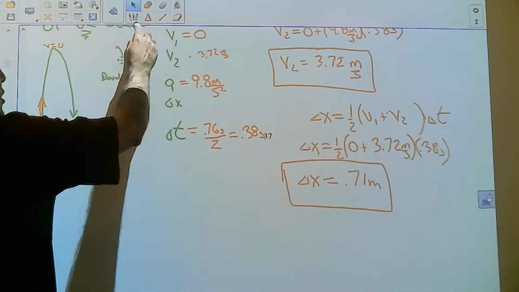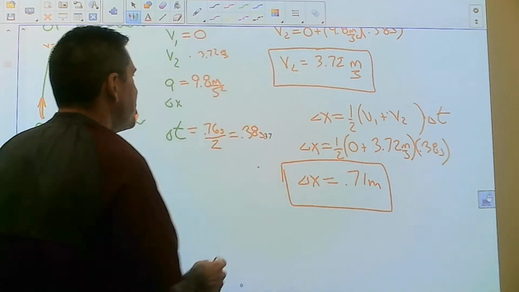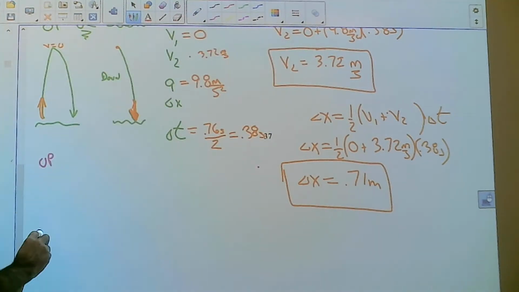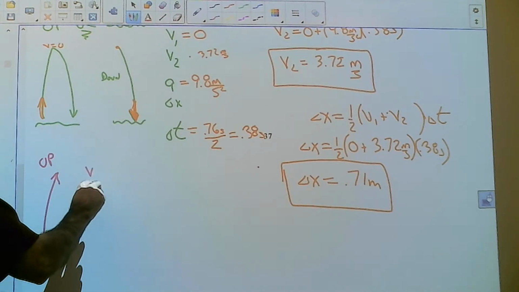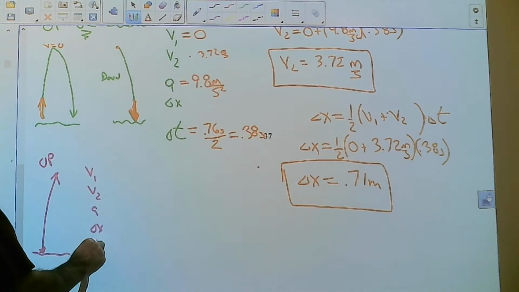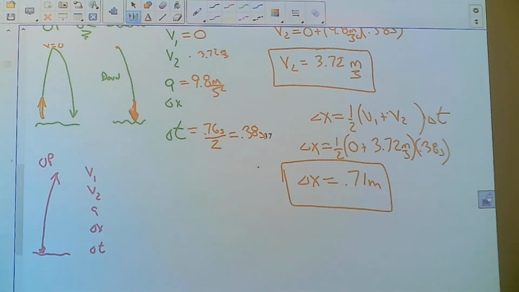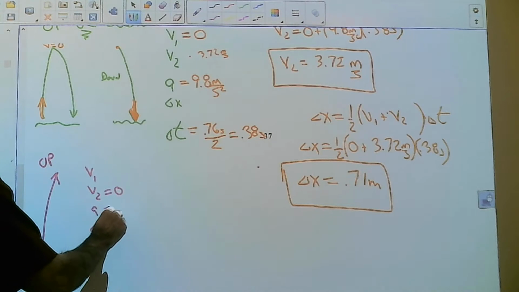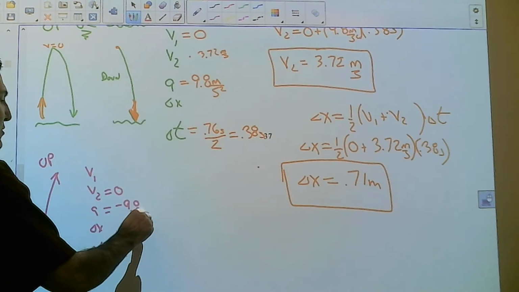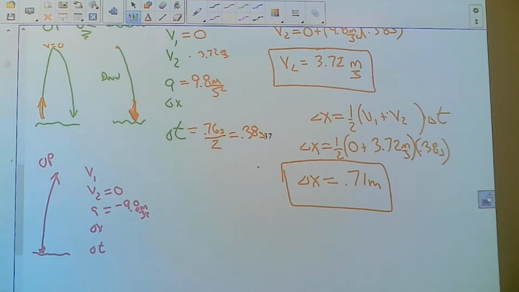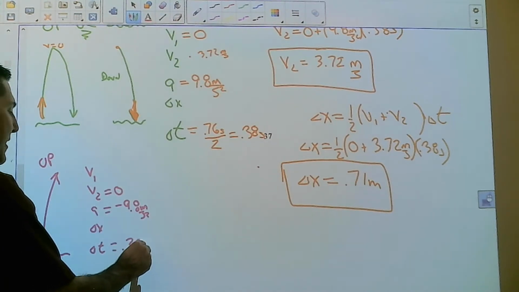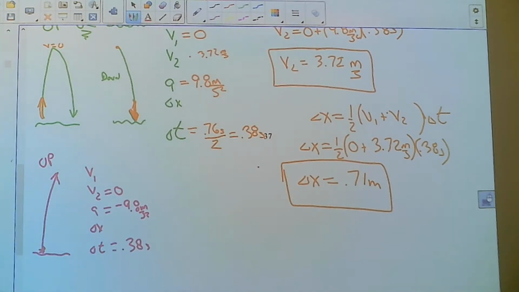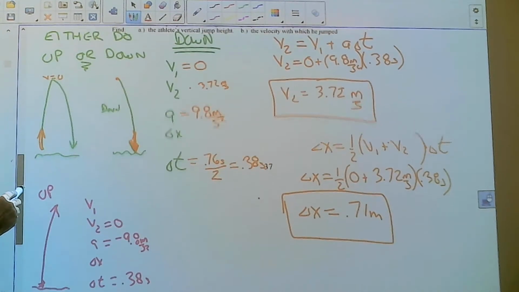All right. Don't write this down, but just watch. What if I were to choose the up part? So we chose the down part. What if I wanted to do the up? Well, then my problem would start here, and it would end there. So my 5 variables, now V2 would be 0 at the top. The acceleration would be negative 9.8 meters per second squared, but the time would still be half the time. So I'm using the same 3 numbers.